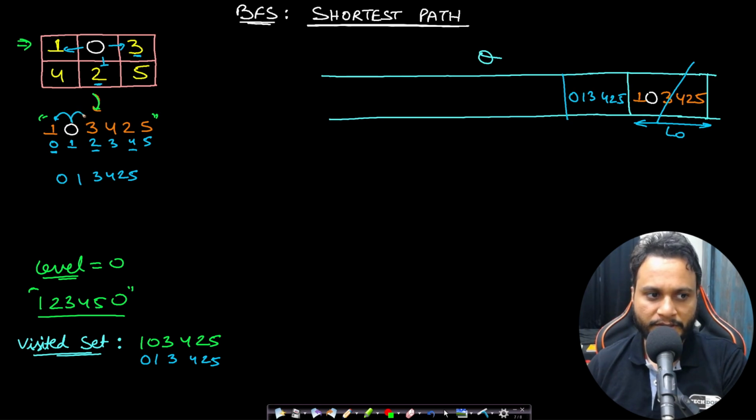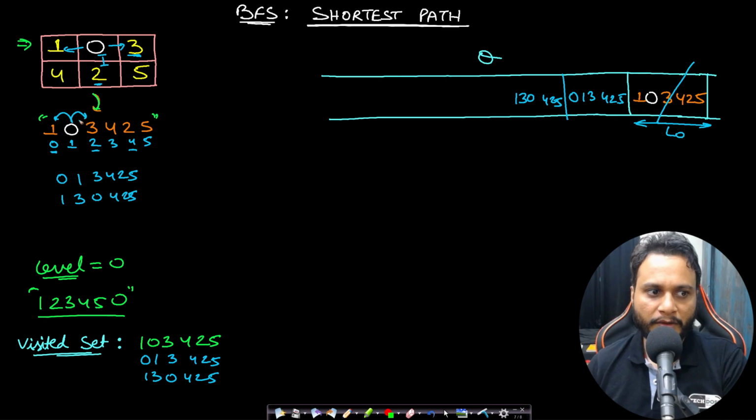Then another state transition could be to swap this 0 with 3. And if you do that, the new state will be 1, 3, 0, 4, 2, 5. You check this. Is it already visited? It is not visited. So I will save it in the queue, 1, 3, 0, 4, 2, 5. And I will mark it as visited.